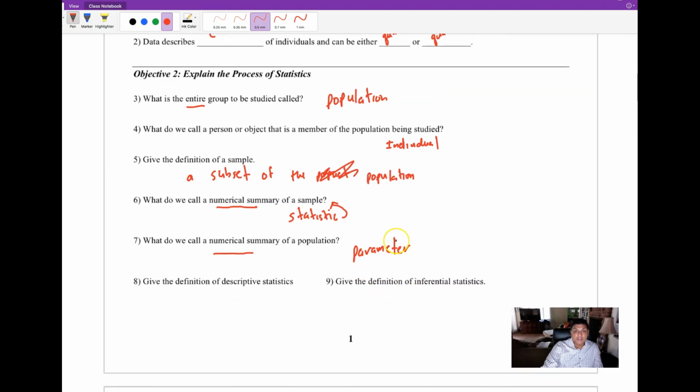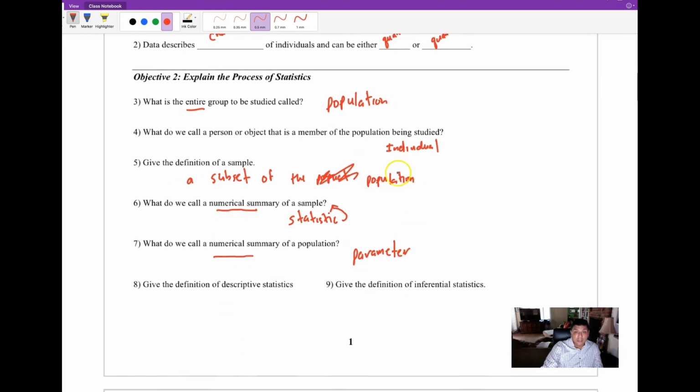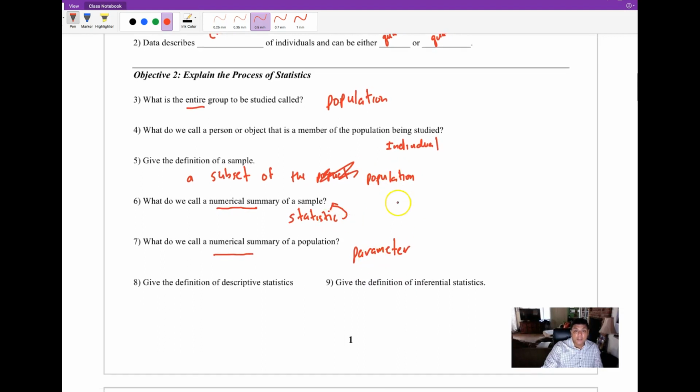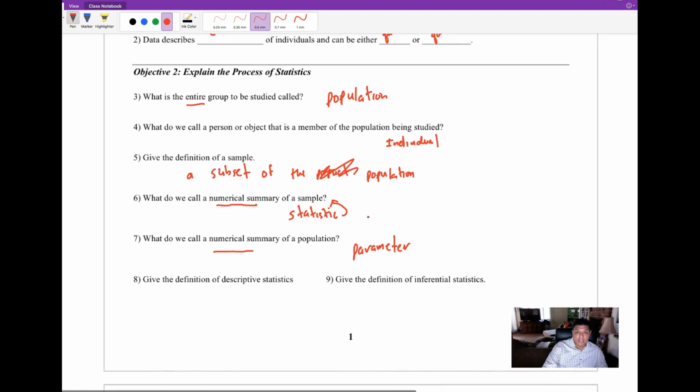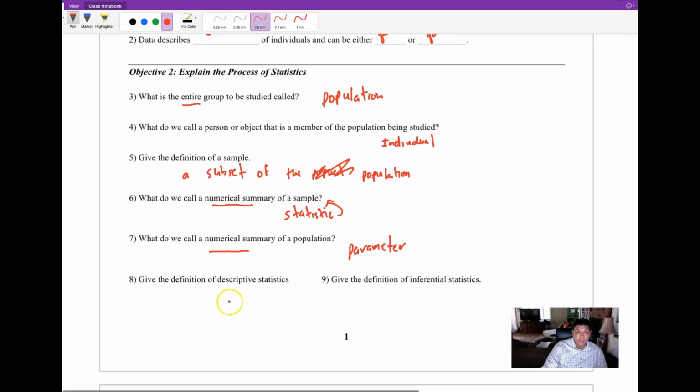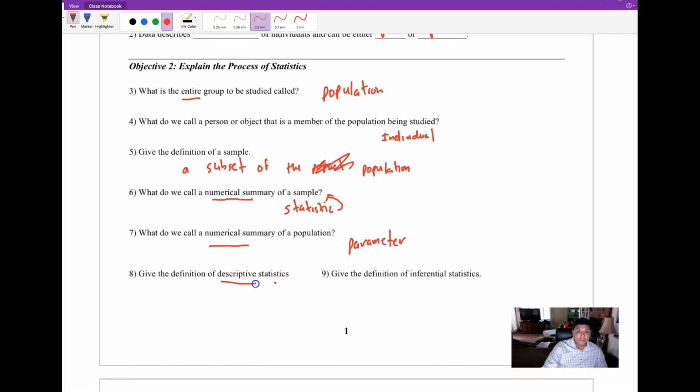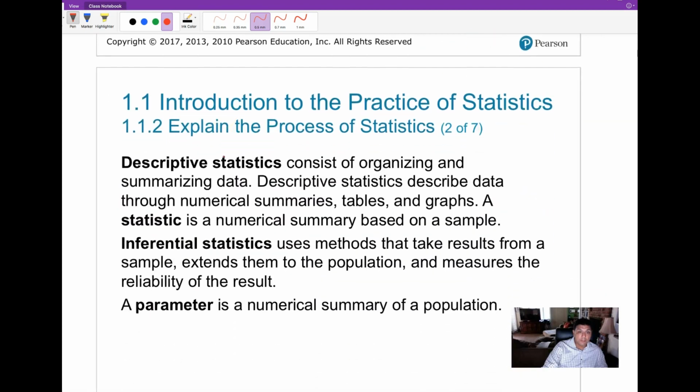And so in this class, we're going to collect data. We're going to analyze it. It's going to come from a sample or a population. More than likely, it's going to come from a sample because that's all we have access to. And then we're going to do two types of statistics, descriptive and inferential, and you want to take time to write that definition down.